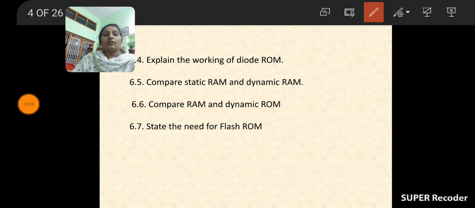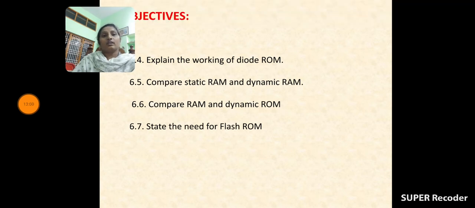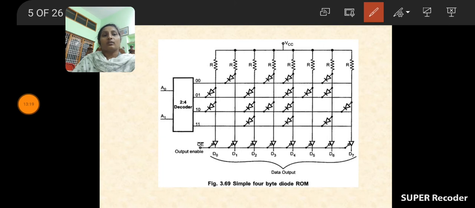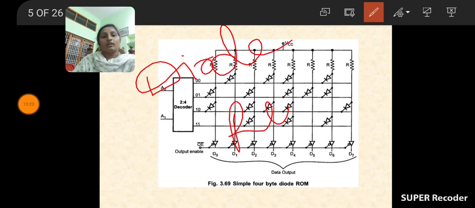Now coming to today's topics, the first one is the working of diode ROM. See here, this is the block diagram of diode ROM. The name itself indicates that it is a read only memory, and it is made with diodes. So the device is read only memory.